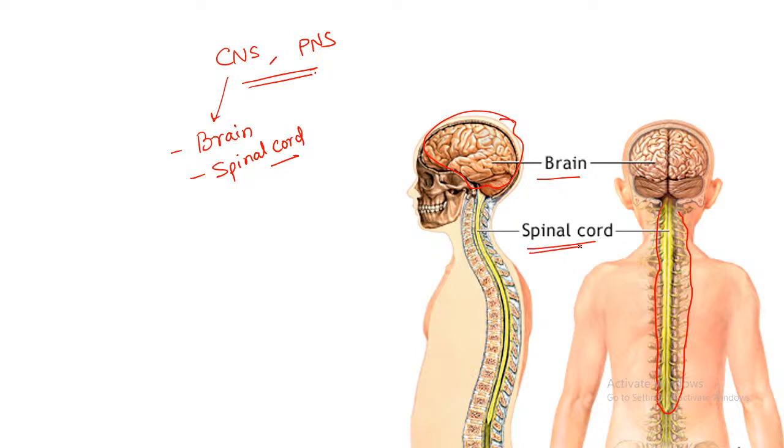Now, today we are going to talk about the CNS and the associated PNS. That means today our class is focused on the brain. We will learn about the brain as a CNS, what the parts of the brain are, and then we will be discussing the PNS, the peripheral nervous system associated with the brain. So that's our goal today.